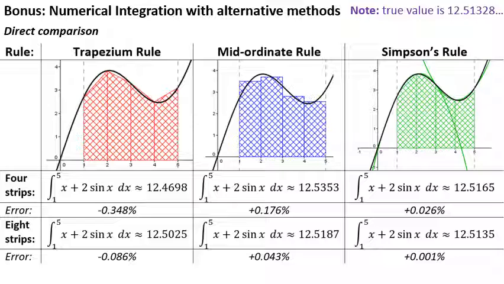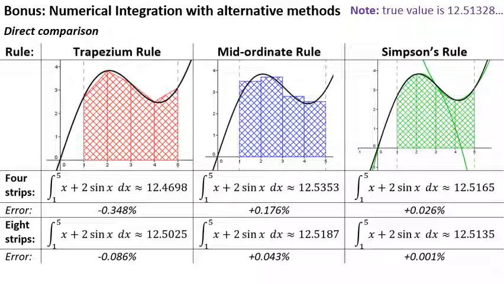And of course, just like with trapezium rule on its own, we can always increase the accuracy of our estimate by increasing the number of strips. So instead of using just 4 strips, if we'd gone on to use 8 strips, then that reduces the error for all of them. Trapezium rule ends up giving us a 0.086% error, but again, still an underestimate. Mid-ordinate rule is still an overestimate, but by about half as much. And Simpson's rule is right down to maybe 10 parts in a million. That's the level of error we're seeing there.